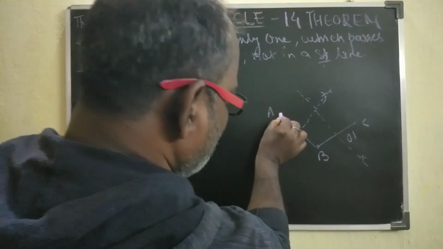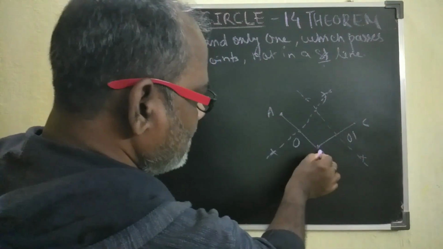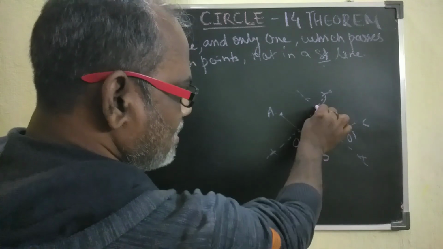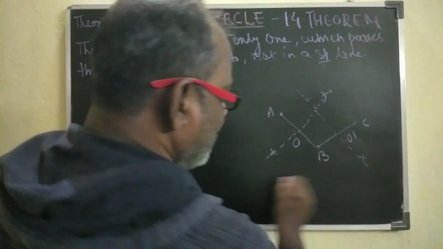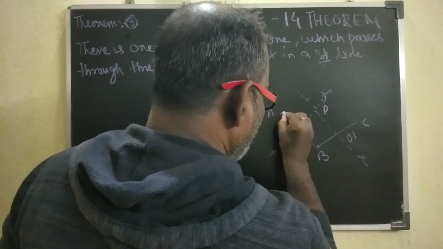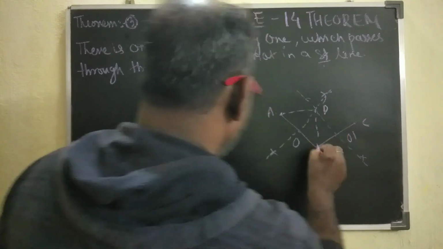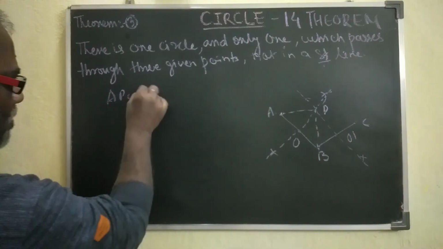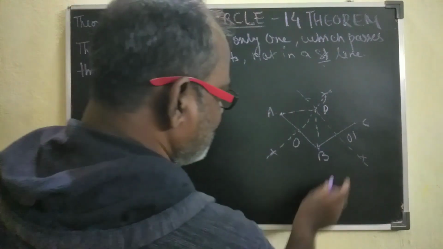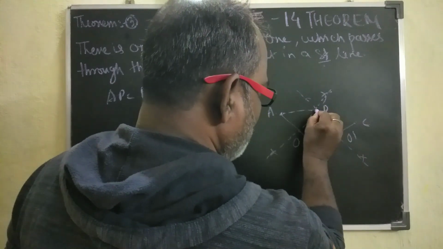That means here AO equals OB. Since this is a perpendicular bisector, that means, let it be P, then AP must equal PB. AP equals PB, and similarly PB equals PC.